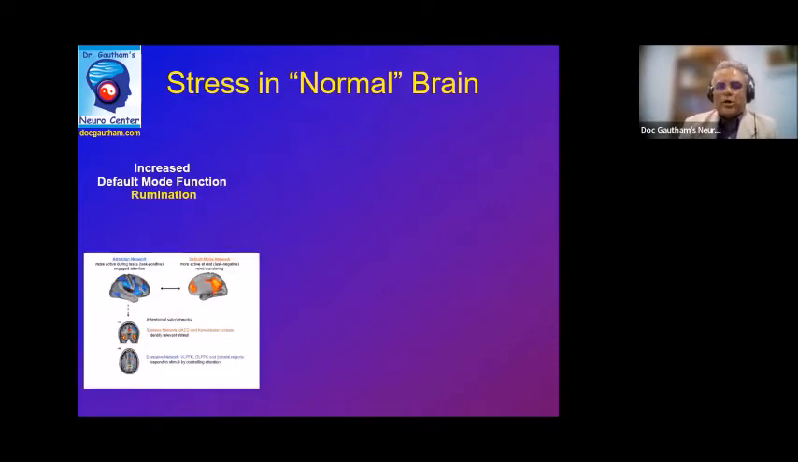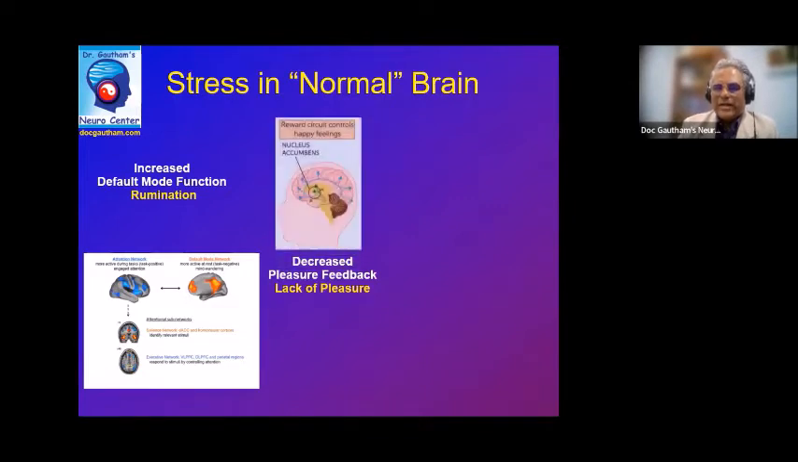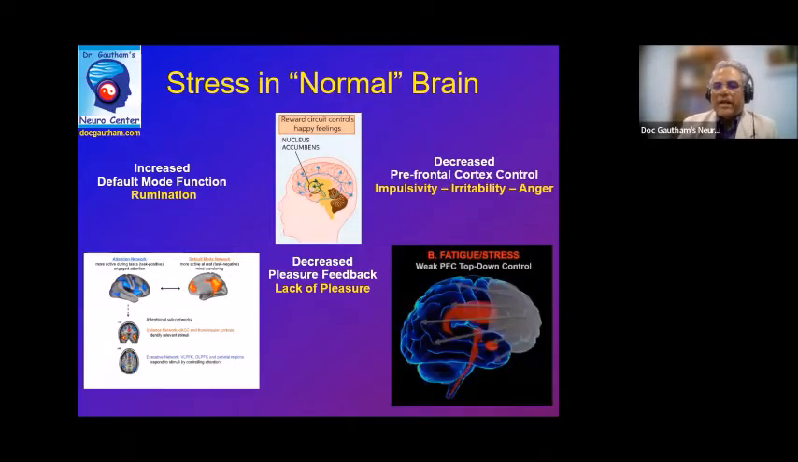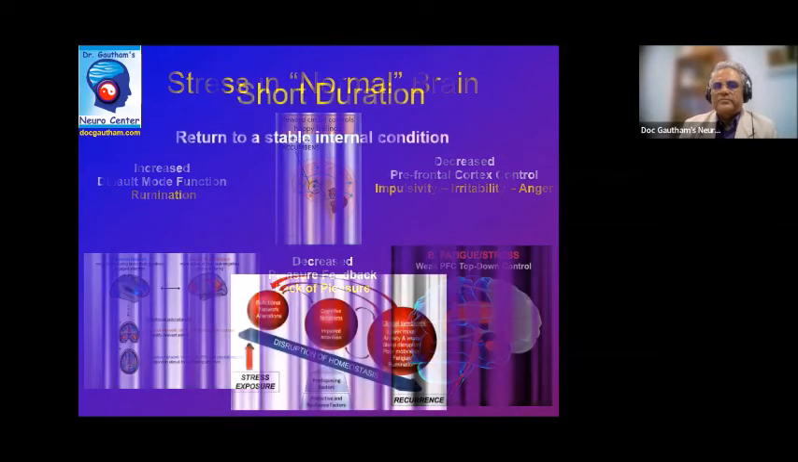So first, there is a lot of thinking. We tend to ruminate, we tend to think a lot when we are stressed. Then there may be a lack of interest or pleasure feedback, and we lose interest in what we are doing, and we feel dull. And when there is excessive fatigue, we start getting impulsive, irritable, or have angry outbursts.